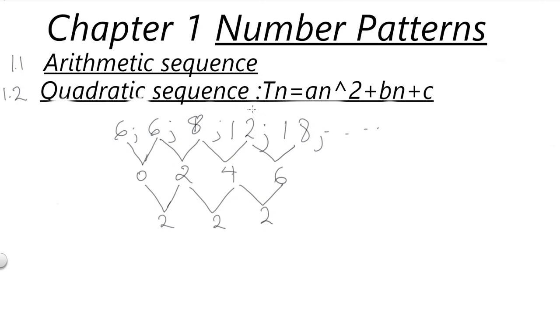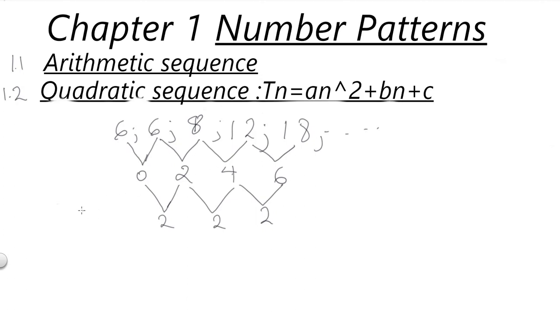Okay? So the quadratic sequence general term will be Tn equal to An squared plus Bn plus C. So if you want to solve this question, the first thing is to determine the general term, or Tn. What you need to find is A, B, and C. How do you find A? How do you find B? And how do you find C?